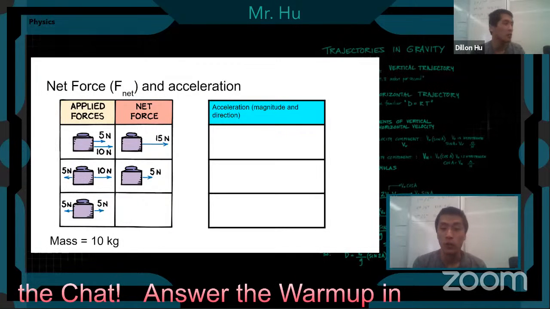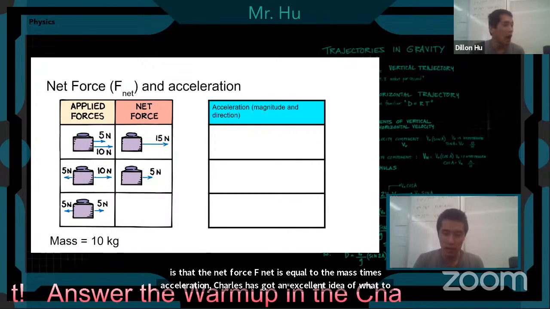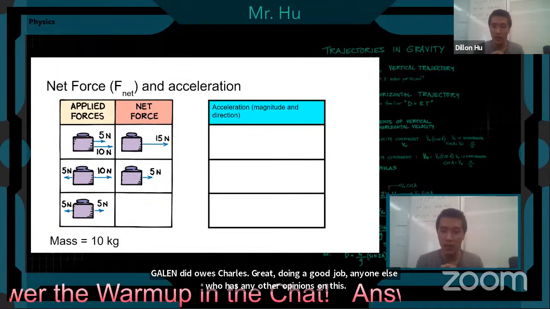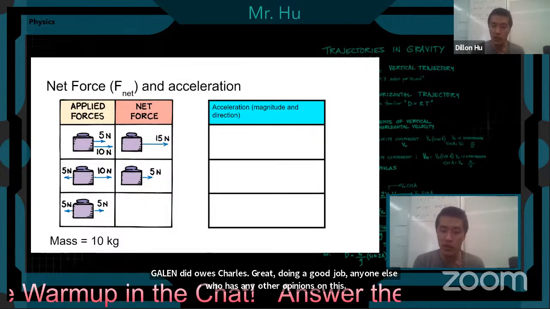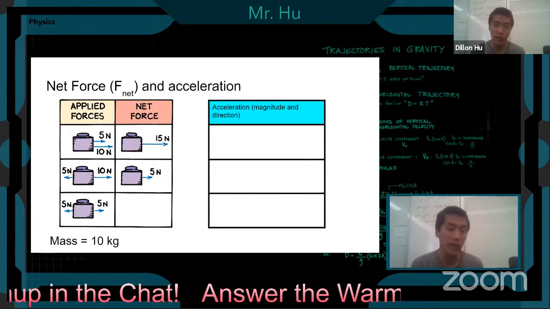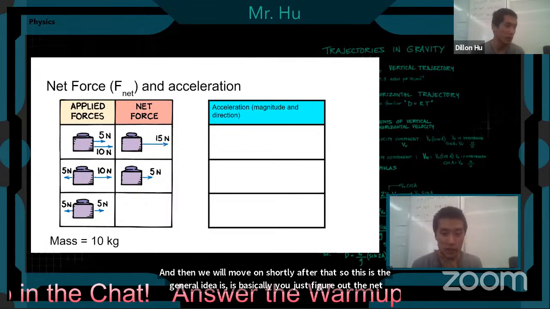So the general idea is you just figure out where all the forces are acting, figure out the net force, and then use that to figure out your mass times acceleration. That in itself is not too crazy, I think. The crazy part is when you start looking at lots and lots of forces and figuring out how things balance and cancel out.